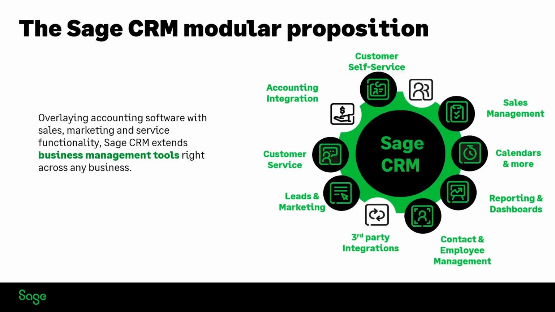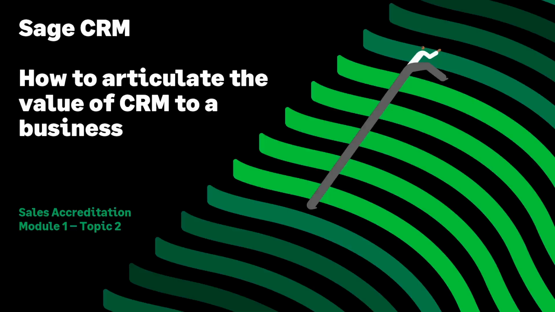You've now reached the end of the second topic of the first module of the sales accreditation. This topic contained information specifically on how to articulate the value of CRM to a business. You should now move on to the further topics in order to complete this module.